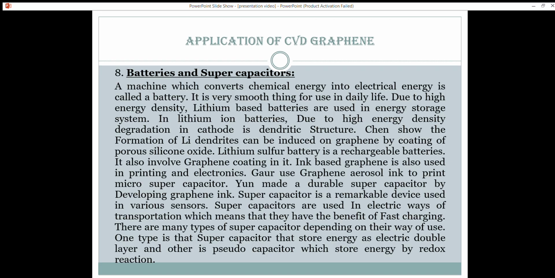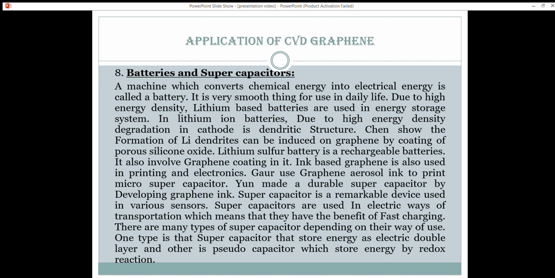Ink-based graphene is also used in printing and in electronic devices. Gore used graphene aerosol ink to print a micro supercapacitor. Yun made a durable supercapacitor by developing graphene ink. A supercapacitor is a remarkable device used in various sensors. Supercapacitors are used in electric modes of transportation, which means that they have the benefit of fast charging.